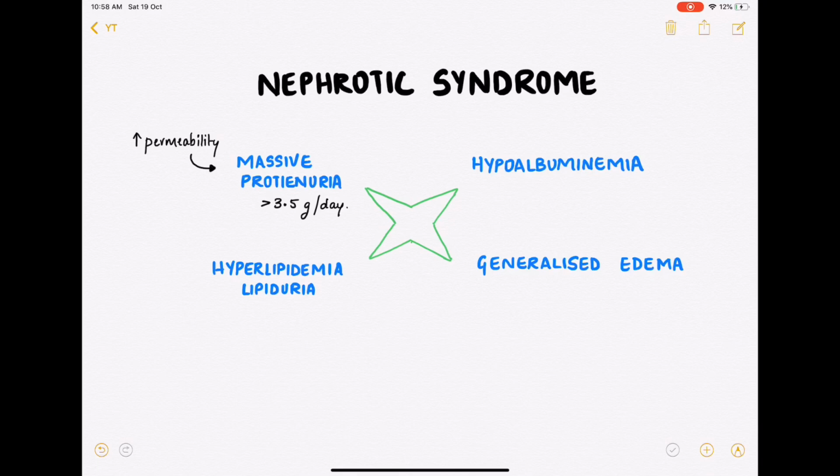It starts with increased permeability of the glomerular capillary membrane, which leads to increased amount of protein loss at the glomerulus, which leads to massive proteinuria of more than 3.5 grams of protein loss per day. With long-standing massive proteinuria, obviously the amount of proteins present in the plasma is going to reduce, which is majorly albumin. So this leads to hypoalbuminemia.